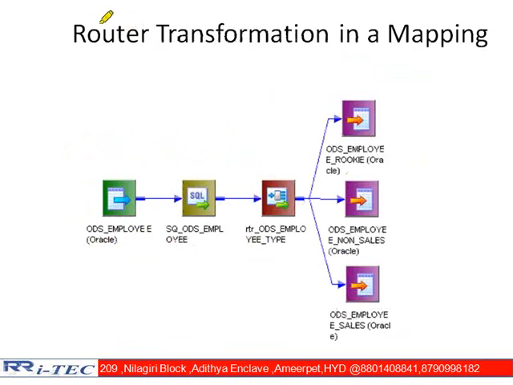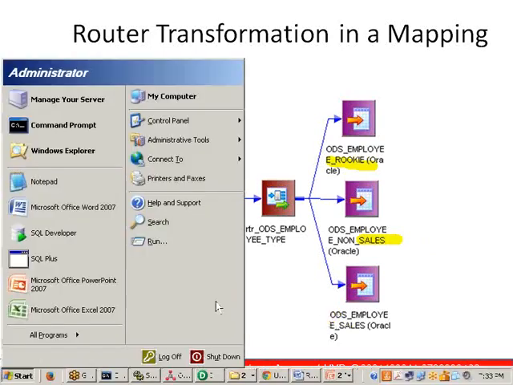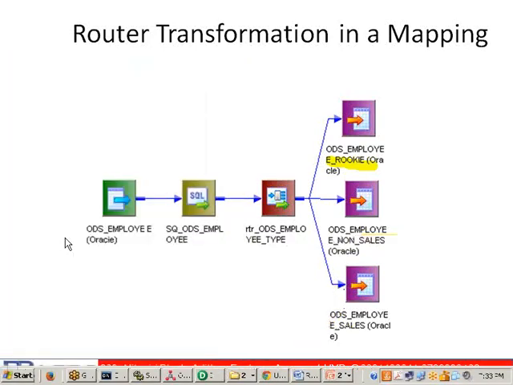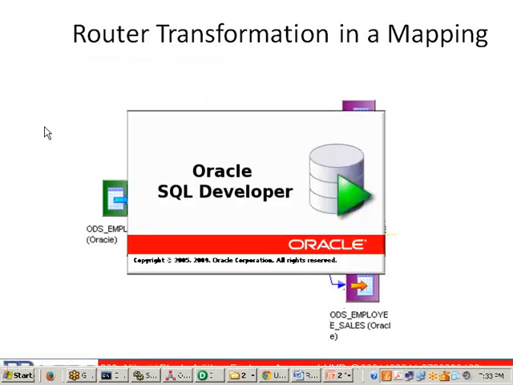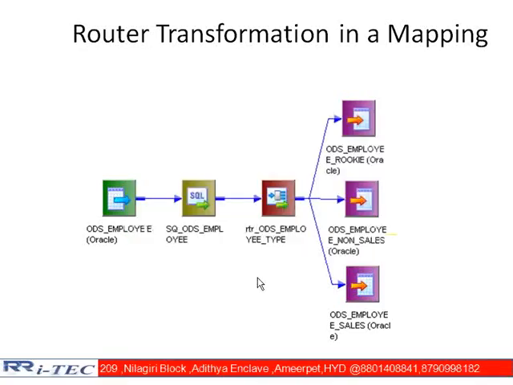Now, see this one, the router transformation in a mapping. This is the ODS_EMPLOYEE. Do you remember or not? ODS_EMPLOYEE is your target in the first mapping. That one I am doing further processing on. The ODS_EMPLOYEE data, whatever is available, I am trying to understand which records are rookie records, which records are sales records, which records are non-sales records. If I go and see SQL Developer and my ODS_EMPLOYEE data, let it open. Meanwhile, I will discuss other things.